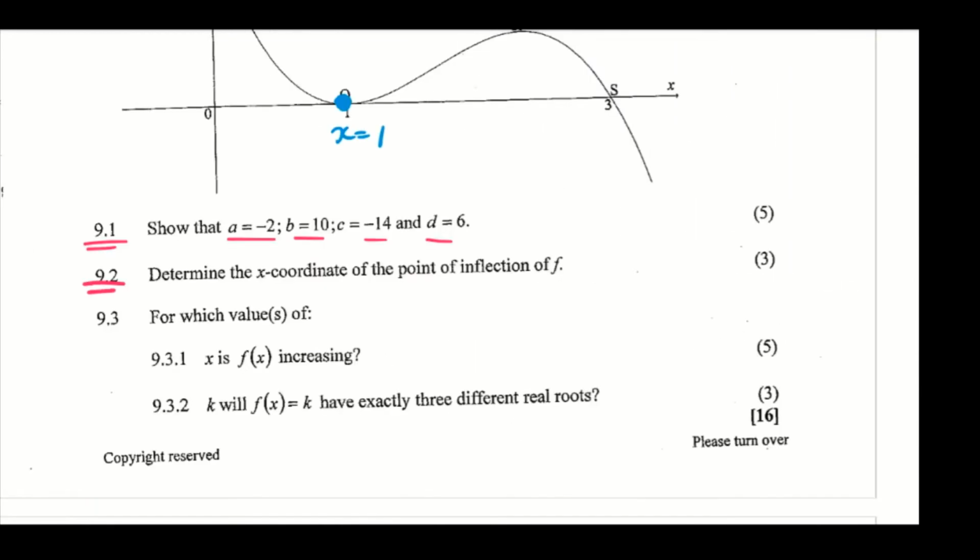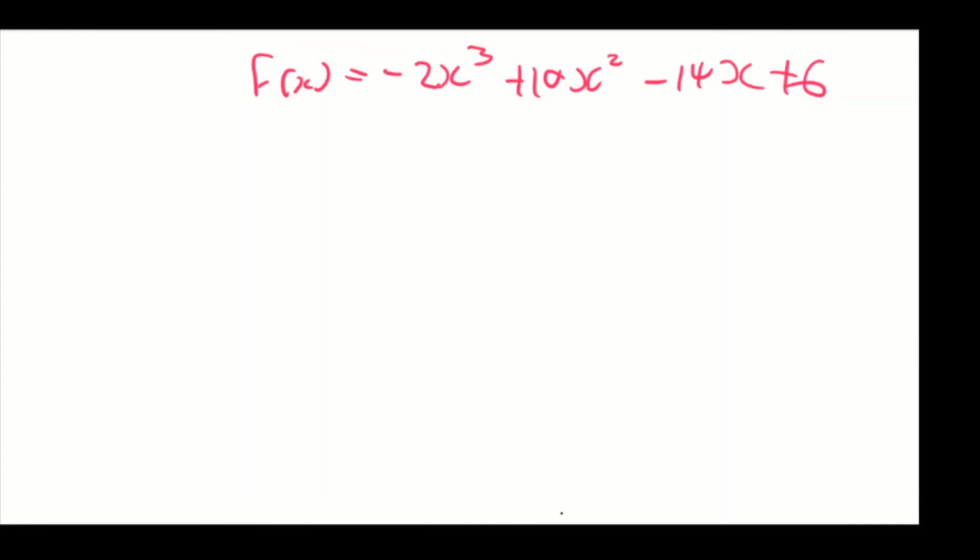In 9.2, we are asked to determine the x coordinate of the point of inflection of the equation of f. So we now know that our f of x is equal to minus 2x cubed plus 10x squared minus 14x plus 6. We are asked to find the x coordinate of the point of inflection. So we have to find the first derivative of this.